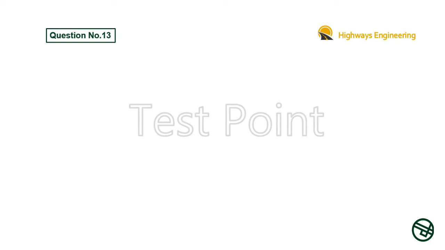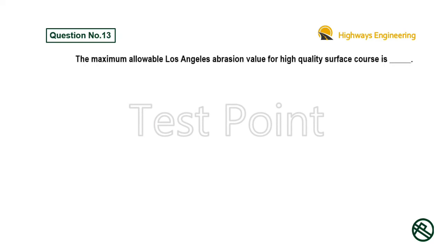Question number 13. The maximum allowable Los Angeles abrasion value for high-quality surface courses. Option A, 10%. Option B, 20%. Option C, 30%. Option D, 45%. Answer is option C, 30%.